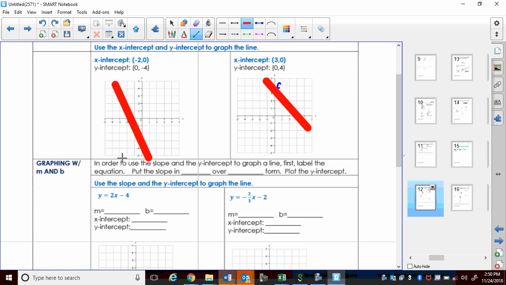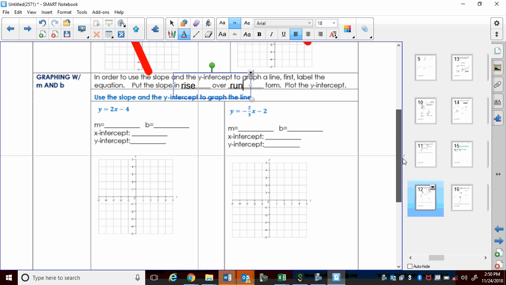Now, what about finding equations? Well, there's a lot of things that can happen here. But this isn't as bad as it seems, so it's in slope-intercept form. If an equation is in slope-intercept form, I can automatically figure things out. So, in order to use the slope and the y-intercept to graph a line, first label the equation, put the slope in rise over run form, and then plot the y-intercept. And we're going to use that slope to graph the line, and then we can go back and answer these other things.